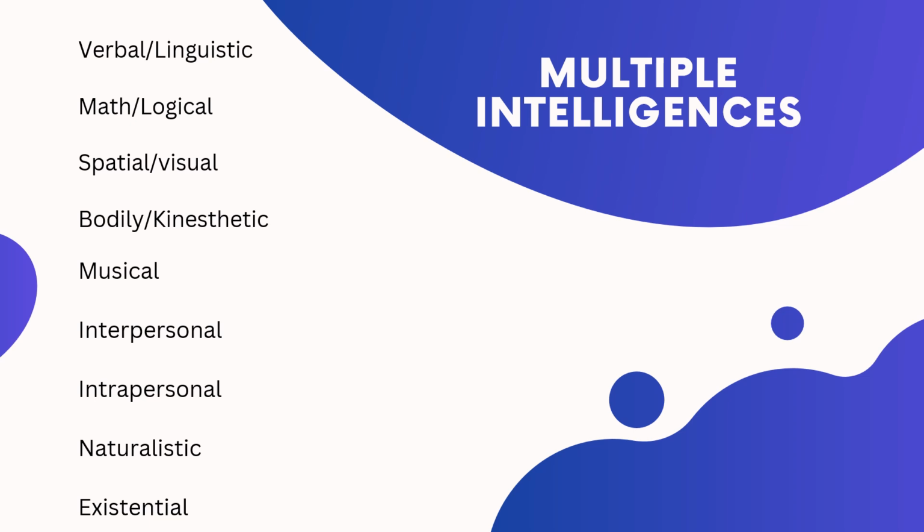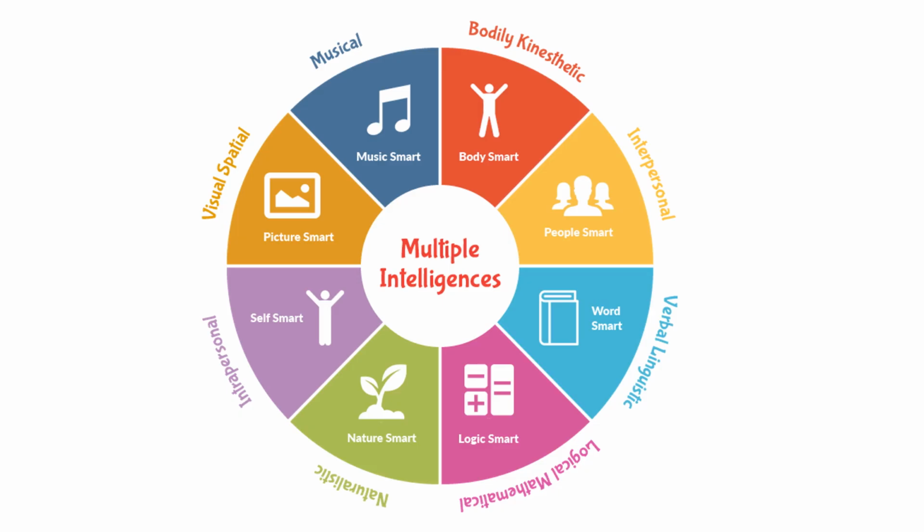Sixth has got to do with interpersonal intelligence. Seventh has got to do with intrapersonal intelligence. It's also followed by naturalistic and existential intelligences. These intelligences are also called word smart, logic smart, nature smart, self smart, picture smart, music smart, and body smart. So everyone has varying measures of these variety of types of intelligences.